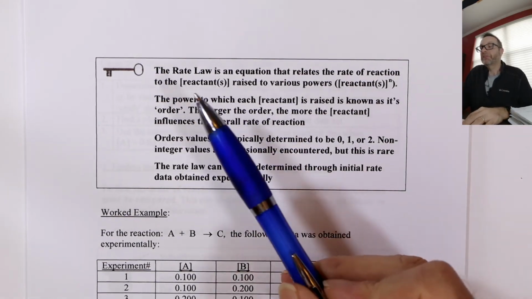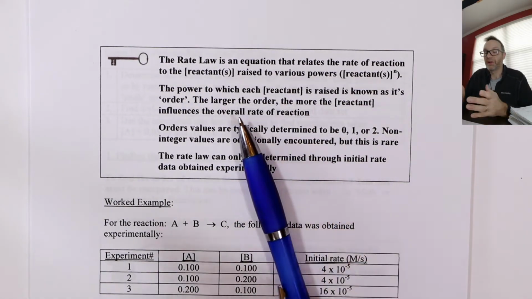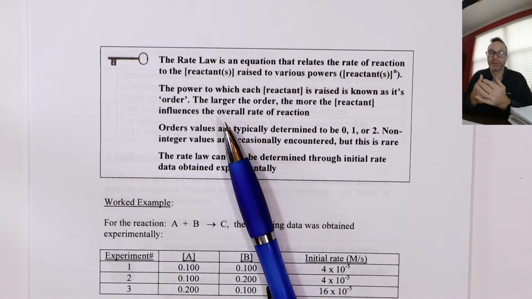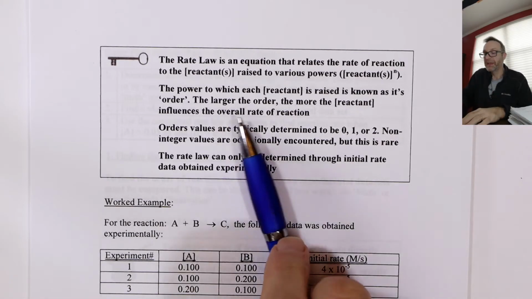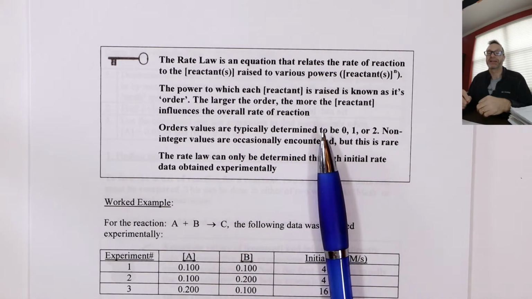So the rate law equation relates the speed to the concentrations of the reactants raised to some power. Those powers are called the order with respect to that particular reactant. Then if we add them together, if you had, like, 1 and 1, it'll be second order overall.